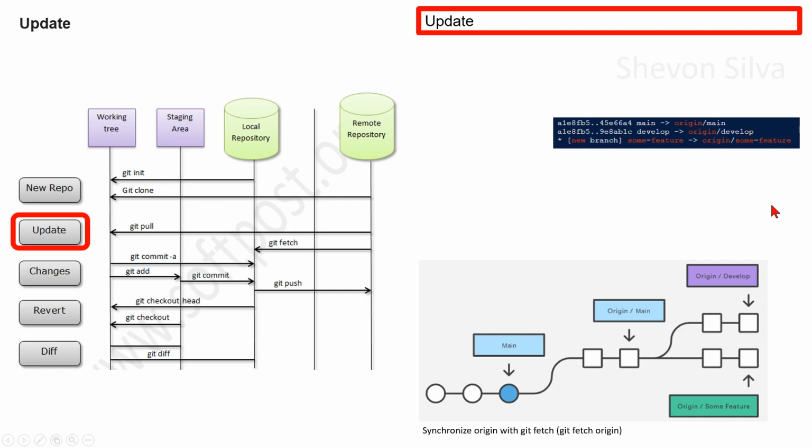The commits from new remote branches are shown as squares instead of circles in the diagram here. You can see git fetch gives you access to the entire branch structure of another repository. You can see main here and origin main here and origin develop here and origin some feature here.